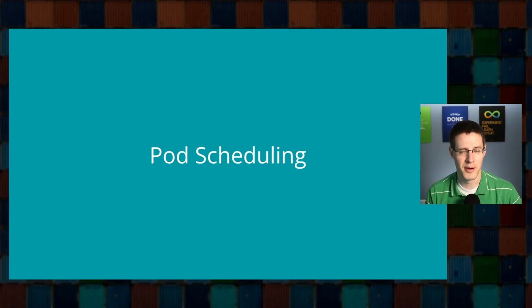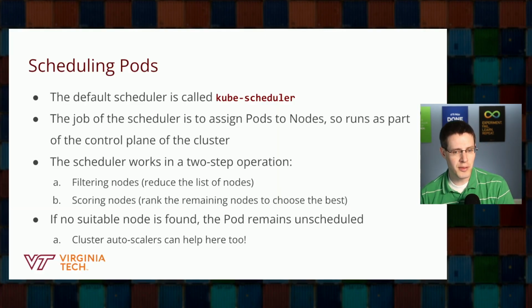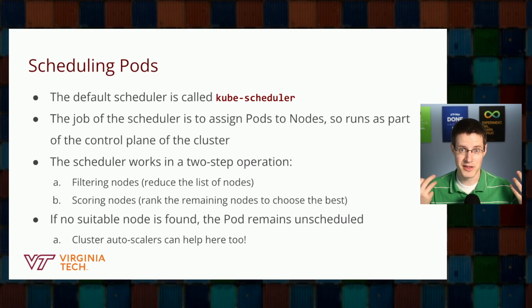First off, let's talk about pod scheduling. So scheduling pods in Kubernetes, the default scheduler is a component that's called kube-scheduler. And this component runs as part of the control plane so that when you define a pod, it's actually this kube-scheduler component that looks at various aspects and figures out what node, where should this pod actually get scheduled.